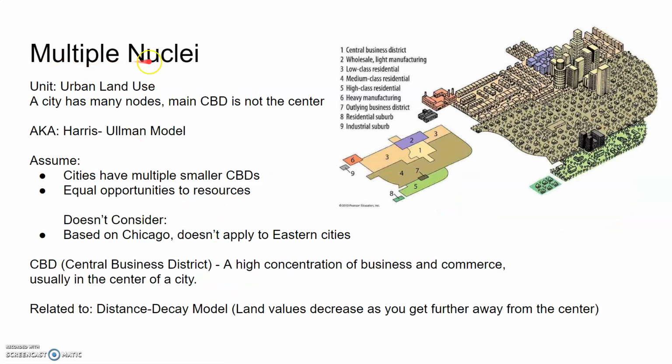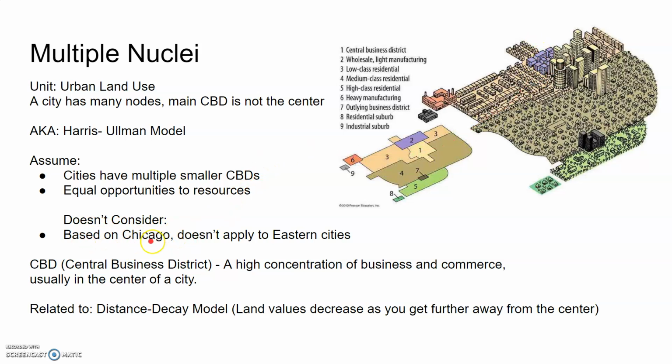So the next model is the multiple nuclei model. This was meant to critique the former model, and this was developed by Harris and Ullman, so that's why it's also known as the Harris-Ullman model. This was shown to have that cities have not only one CBD, but they have multiple. So you'll see here, you have one type, another type, and a third type. But these all attract different neighborhoods.